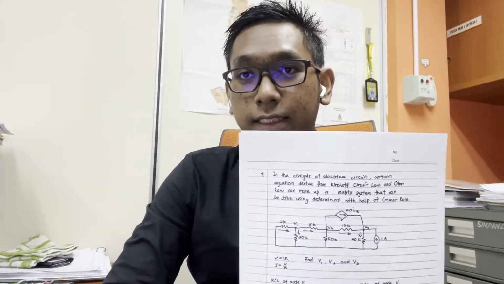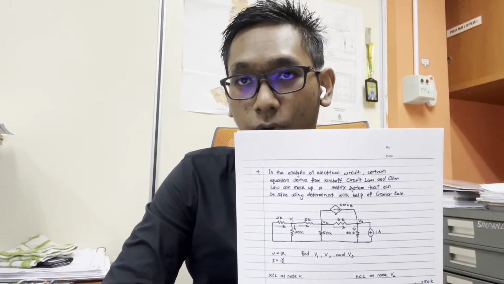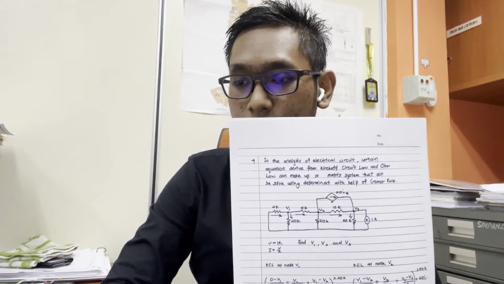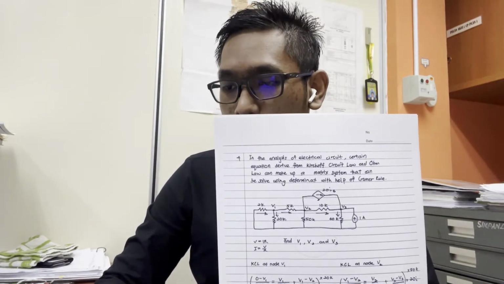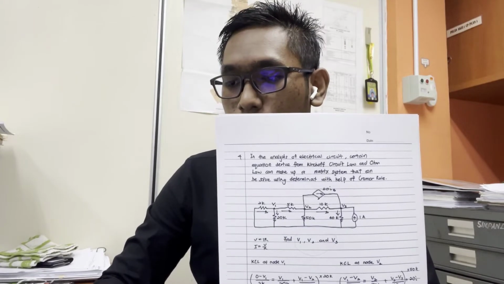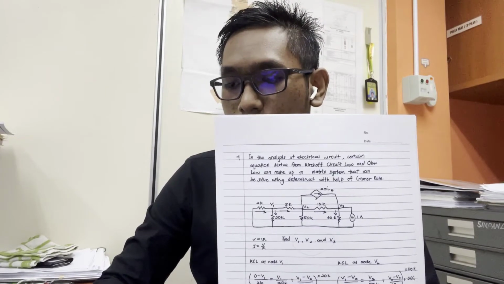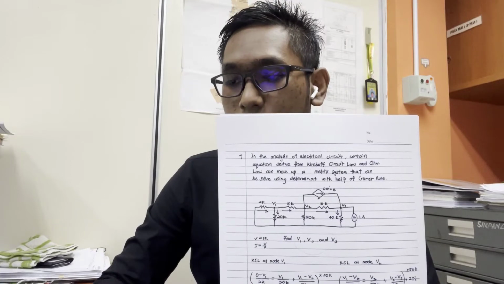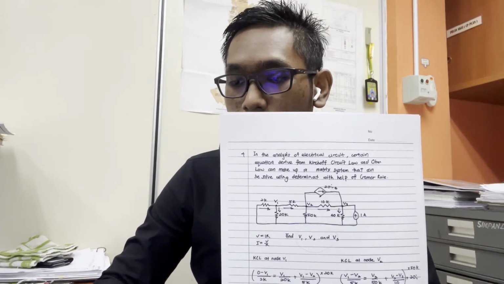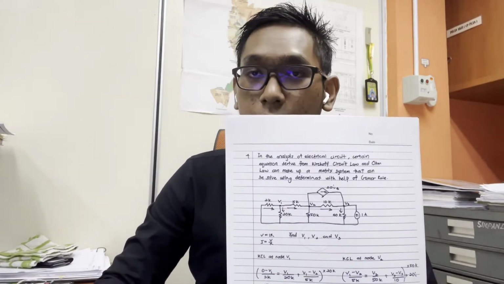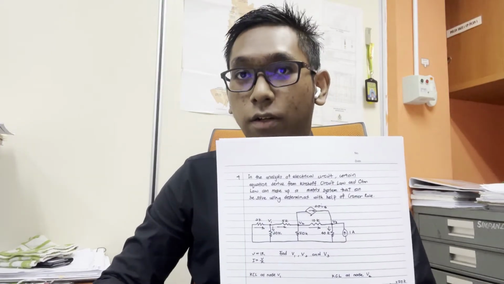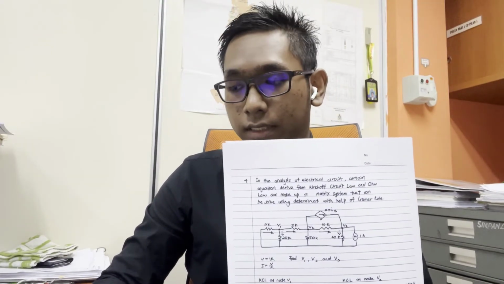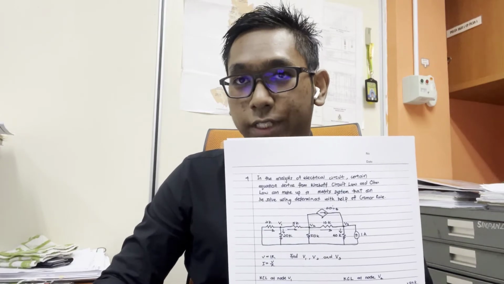Here is the answer sheet for question 4. As you can see, the problem is to find the voltages V1, V2 and V3 by using Kirchhoff's Circuit Law and Ohm's Law. By using Kirchhoff's Circuit Law and Ohm's Law, we will derive a linear equation.